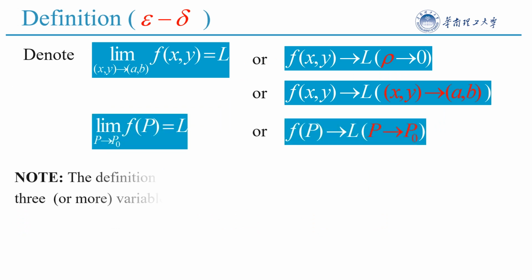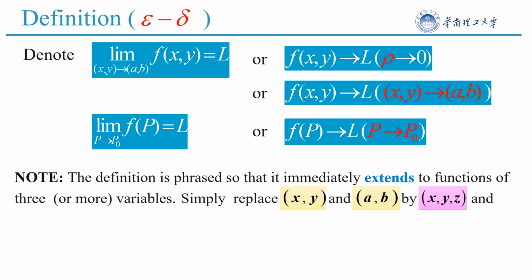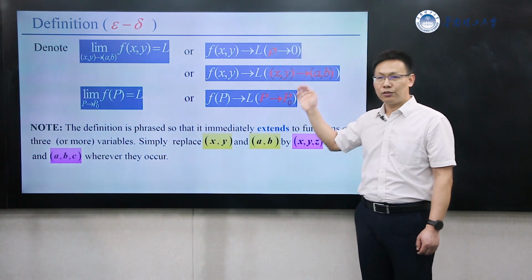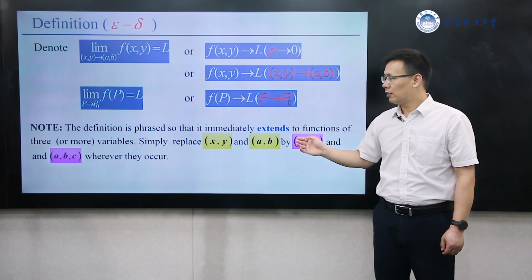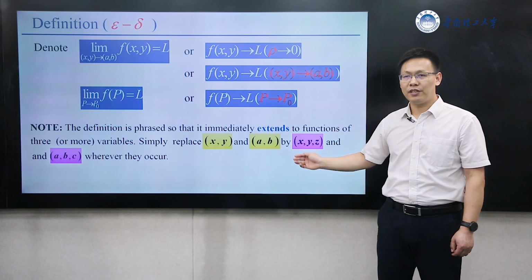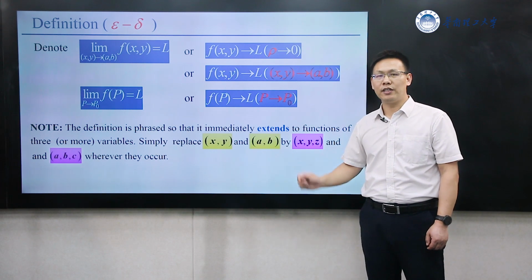We denote the limits by the following notations. Note: the definition is phrased so that it immediately extends to functions of 3 or more variables. Simply replace (x,y) and (A,B) by (x,y,z) and (a,b,c), and we also use the latter two expressions, just regarding P and P0 as points in R3.